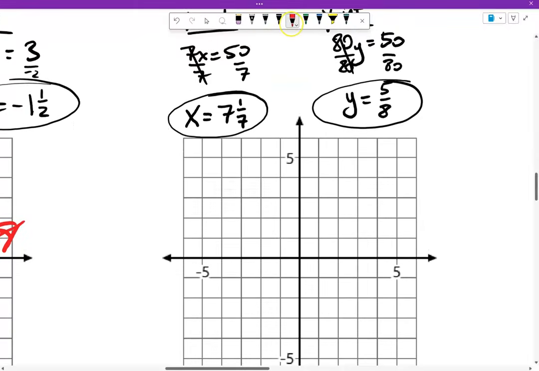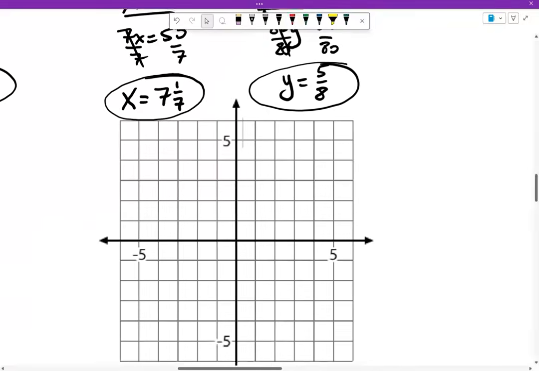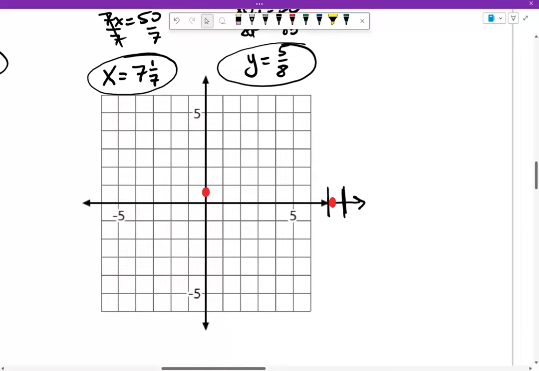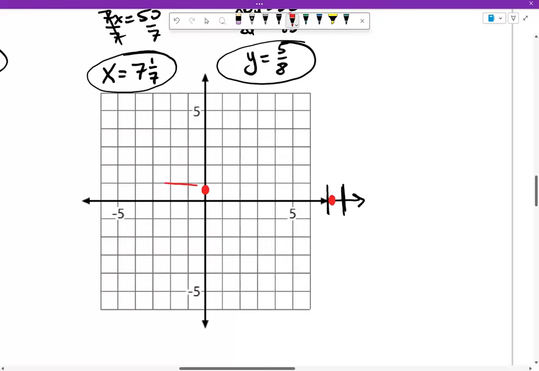So let's graph these. 7 and 1/7 for x. Now this graph only goes to 6. Well, we can put a 7 right here, and maybe an 8 for a little context. So 7 and 1/7 is 5, 6, 7, and a little bit right there. 5/8 is a little more than 1/2, which is right here. Estimate, get close enough, and then do your best to draw that line through your 2 points.